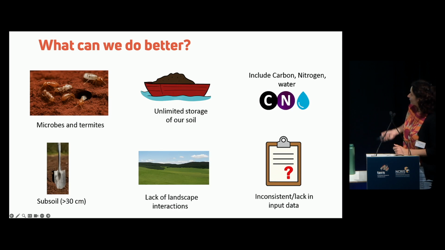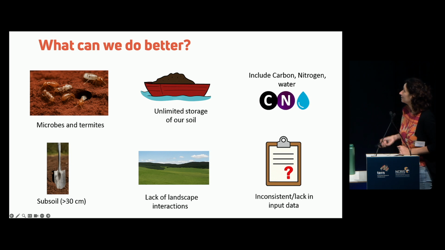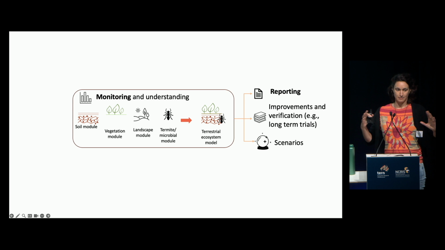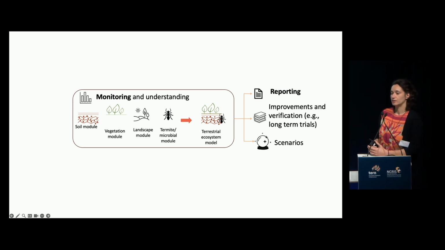And so the project is trying to address all of this. Big project, involving a lot of people. We're trying to build this one within the umbrella of TERN. So we're not trying to reinvent the wheel. We know these models, they already do this, and we just want to test and verify them on a large scale. So we have different soil modules, vegetation modules, landscape, microbial, and termite. The only one we're probably developing new is the termite one, and we put them all together for a terrestrial ecosystem model.